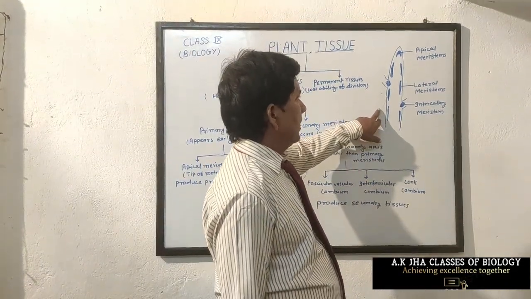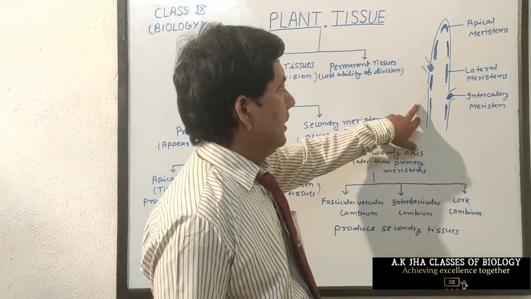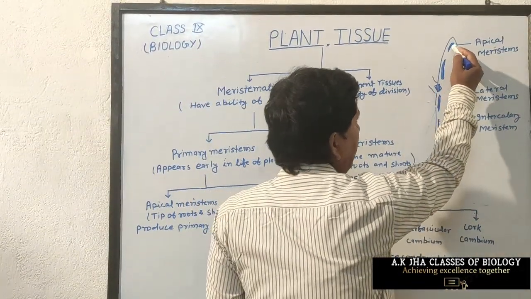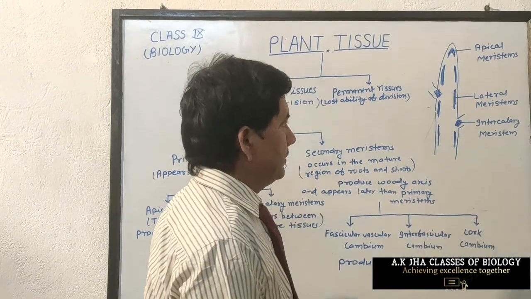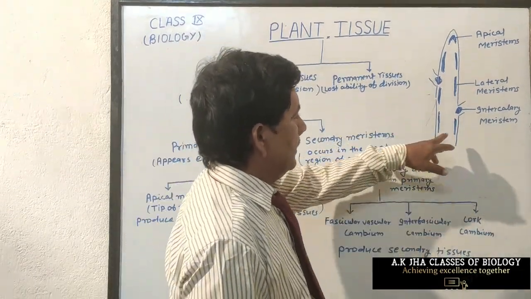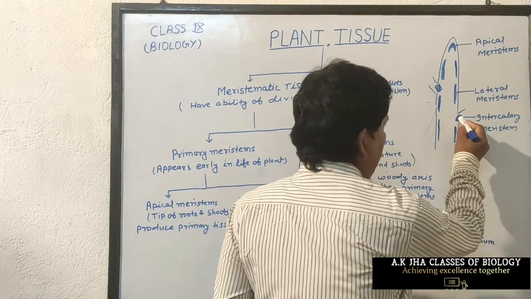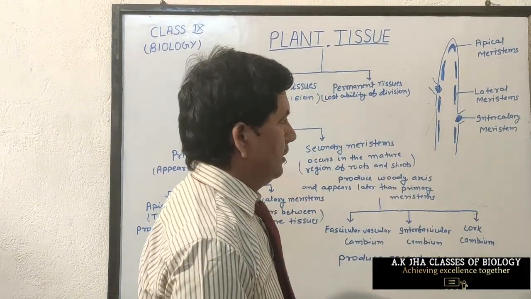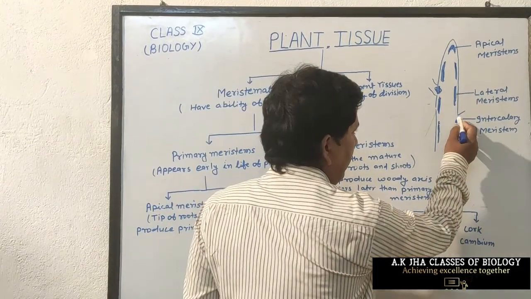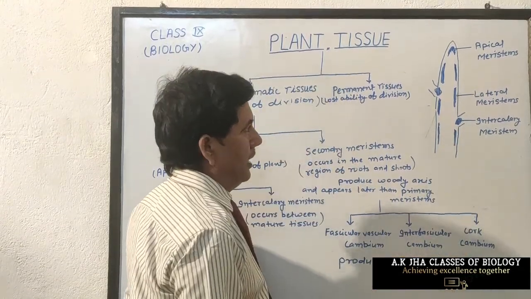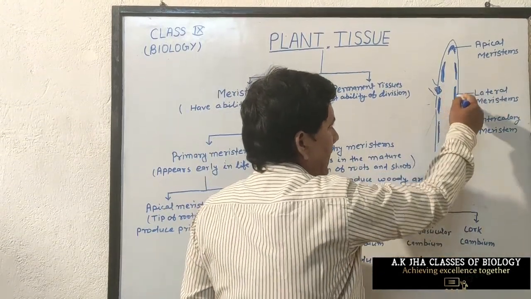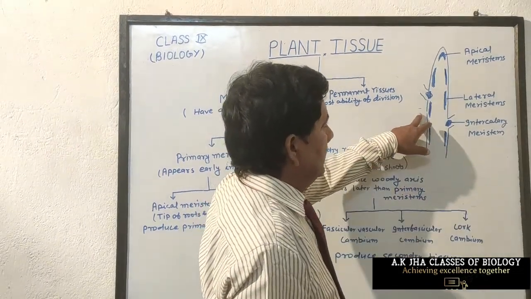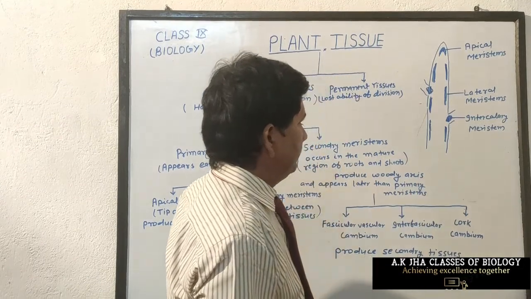We can locate the different types of meristematic tissue on the figure. See here, a portion of the stem. Here in the apex there are apical meristems. Sidewise, where some branches arise at the nodes, they are intercalary meristems, and on the lateral side of the stem there are several lateral meristems.